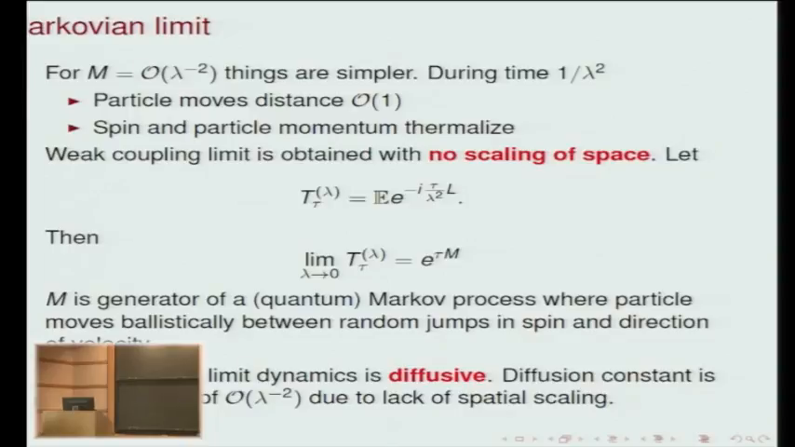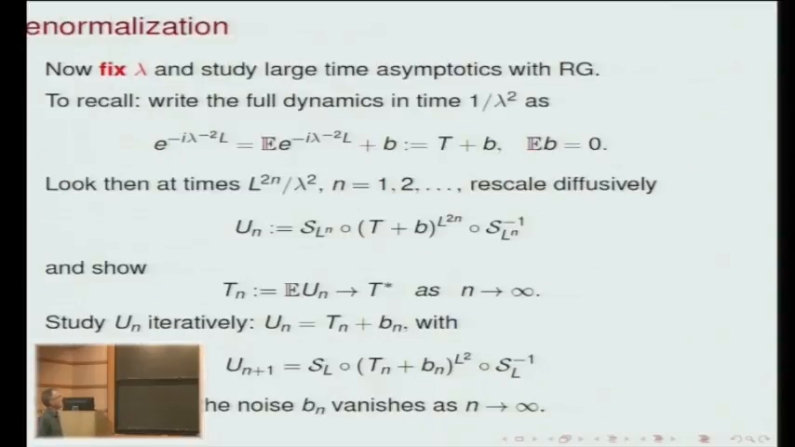So if I now study what happens to the particle in this motion when tau goes to infinity, you again have diffusion, but for the original model, the diffusion constant is very different from the Anderson model because of the lack of the spatial scaling here. In the Anderson model, we had order 1 over lambda squared. The diffusion constant here is order lambda squared. So this suggests that this should be much easier to analyze. And indeed it is. And let me explain to you how that goes with this renormalization.